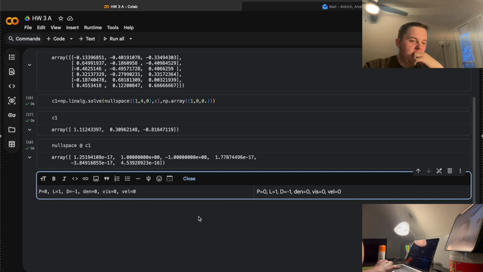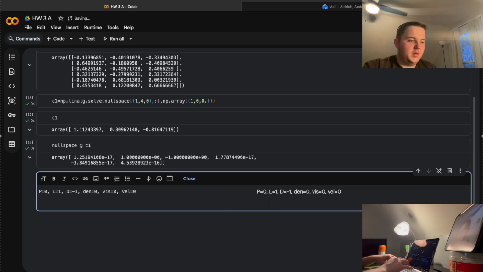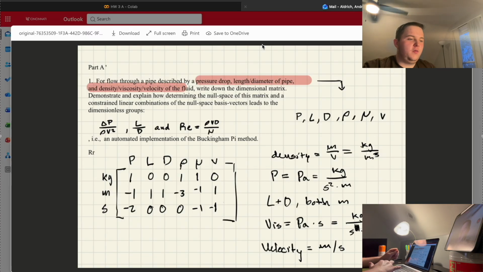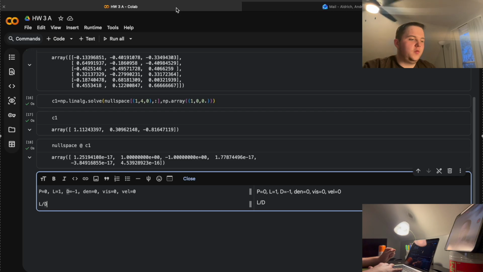So what we're left with here is just going to be length over diameter, because our length and our diameter are the only 2 defined values here, and our length is 1 and our diameter is -1, so they go in the numerator and denominator. So we have our length divided by diameter, which is one of the dimensionless groups that we are trying to solve for. So there's one of the values that we're trying to find.